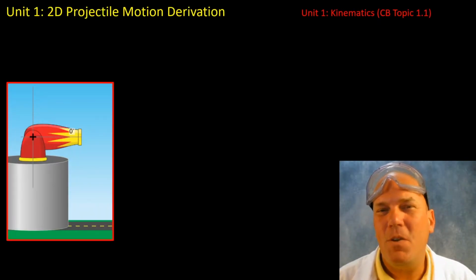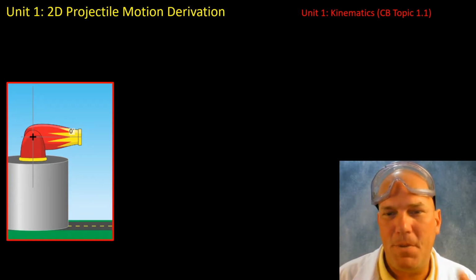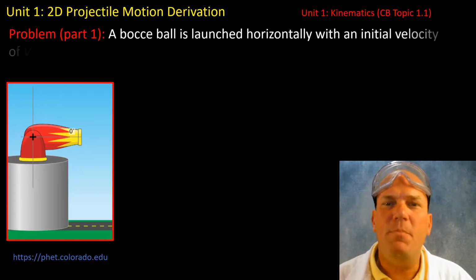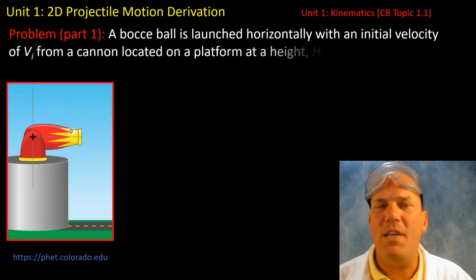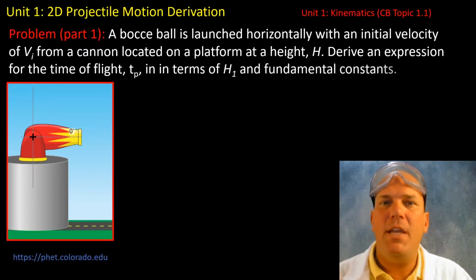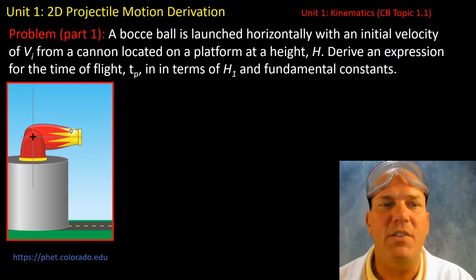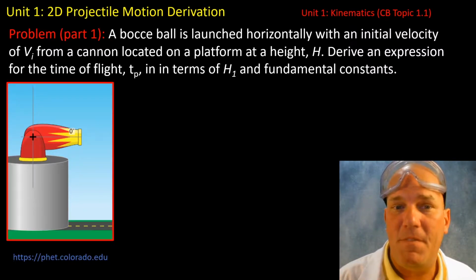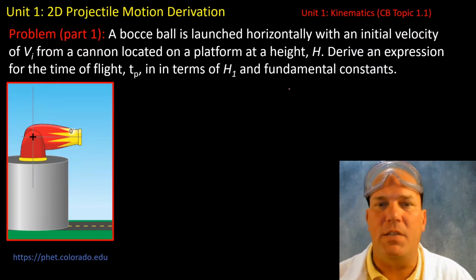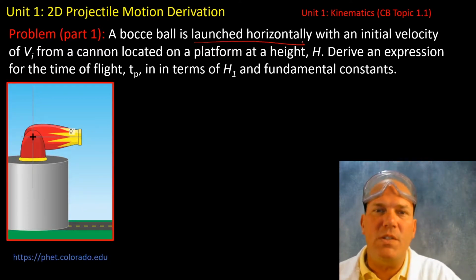In this video, we're going to work through a derivation involving two-dimensional projectile motion. In part 1, a bocce ball is launched horizontally with an initial velocity vi. It's located on a platform of height h, and you are asked to derive an expression for the time of flight in terms of the height and fundamental constants. So I'm going to underline the fact that it is launched horizontally.